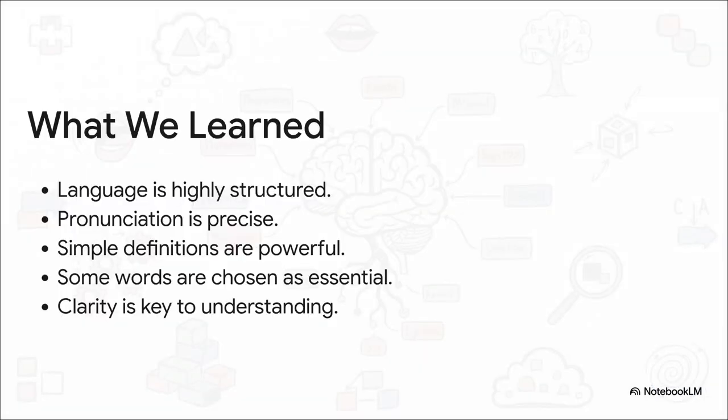Think about it. From just the word horn, we've seen that language has this incredible structure. We've seen that pronunciation can be mapped out with scientific precision. We learned that simple, clear definitions are incredibly powerful. And maybe most fascinating of all, we've seen that some words are actually chosen as essential, the very foundation. It all boils down to one thing: clarity.